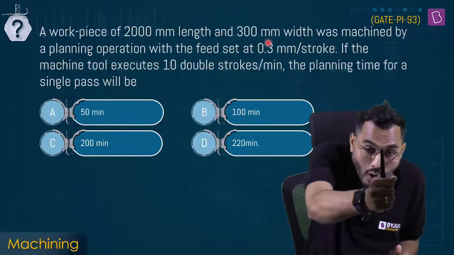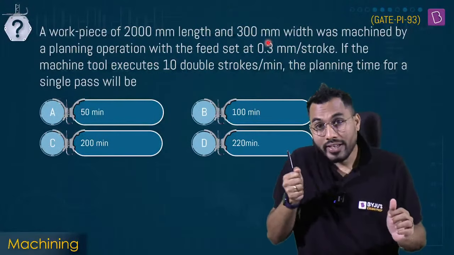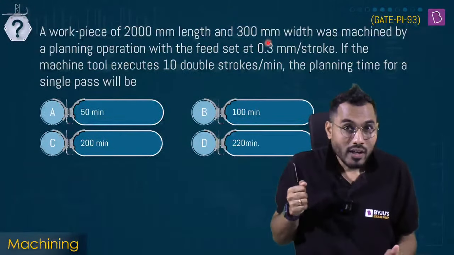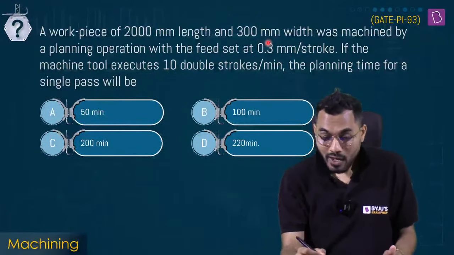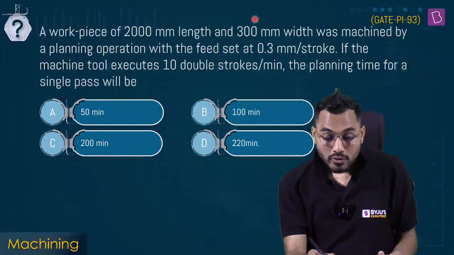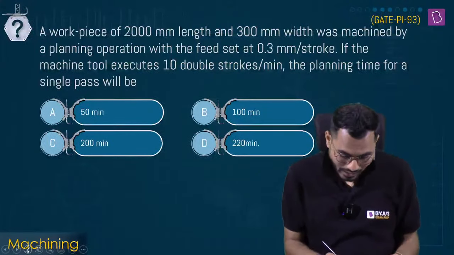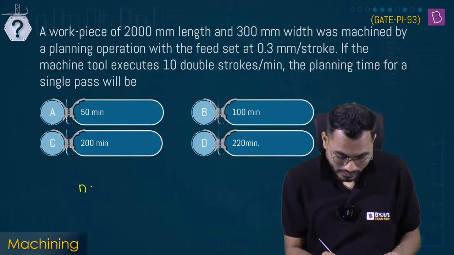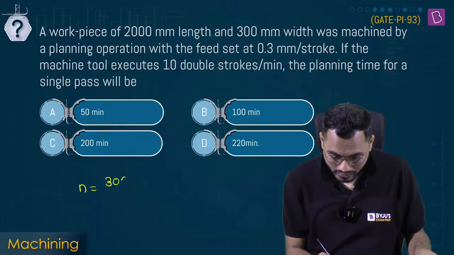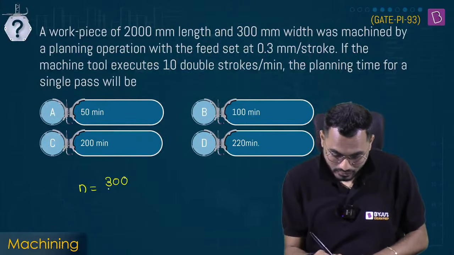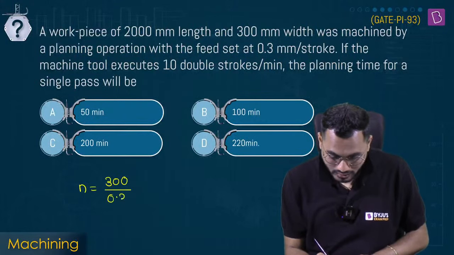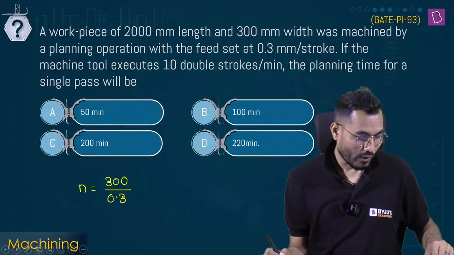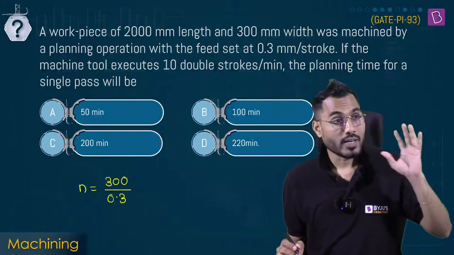So the tool is going forward, coming back. Then again the speed is given, again going forward, coming back. So in one stroke, 0.3 mm width of material is getting cut. So how much is the width? 300 mm. So you tell me how many strokes are required. I'll say that the number of strokes required is exactly equal to 300 divided by 0.3.